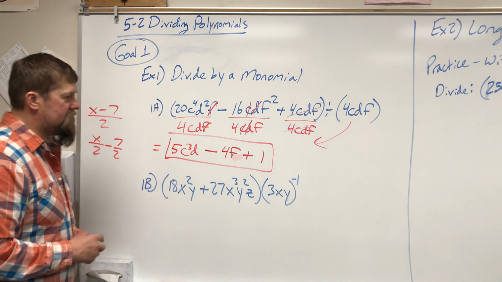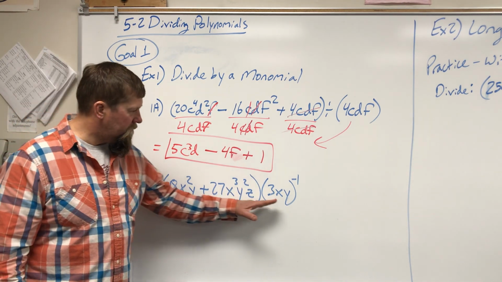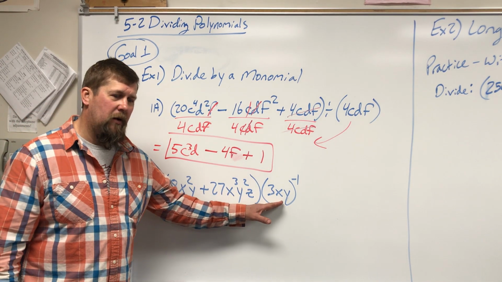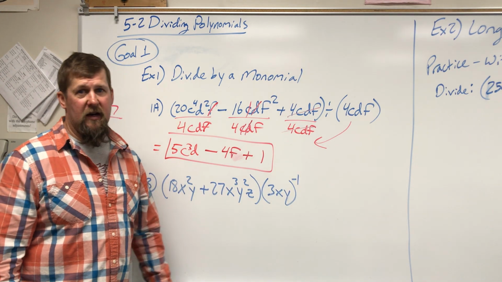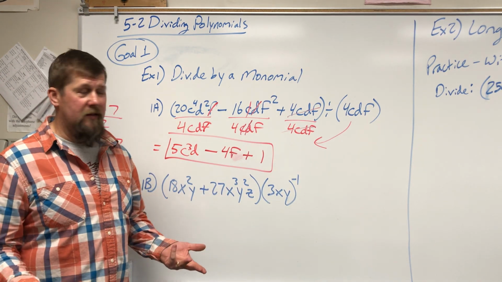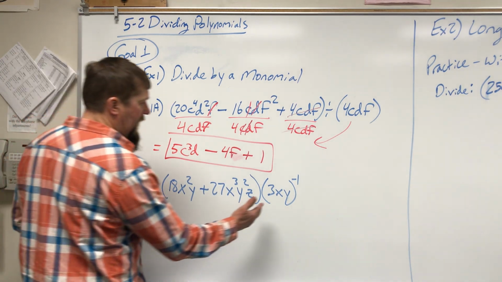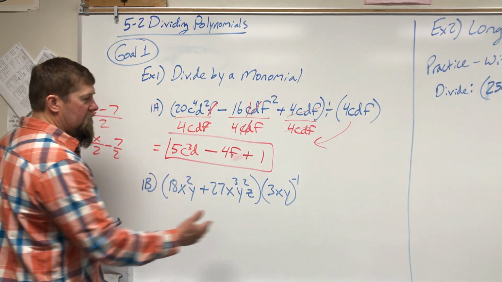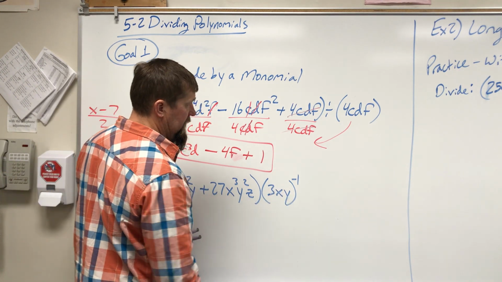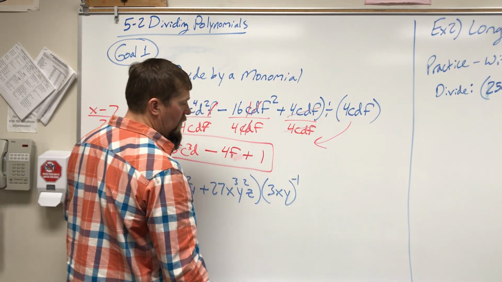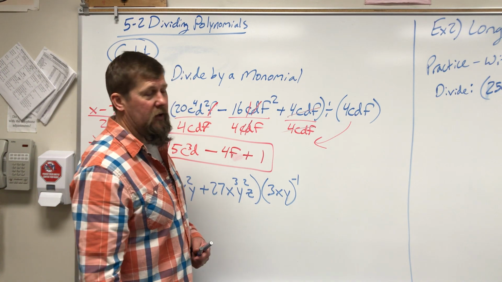All right, the second example, you're multiplying by a monomial, but you're multiplying by that to the negative 1 power, which basically means you're dividing. So really we're doing exactly the same thing we did up here. They just wrote it a little bit differently. Instead of dividing by this monomial, they're multiplying by the reciprocal.